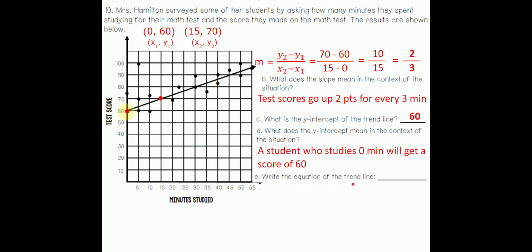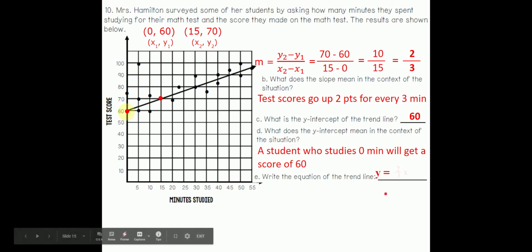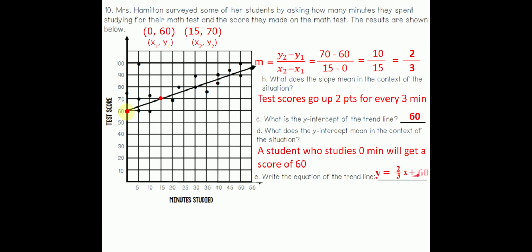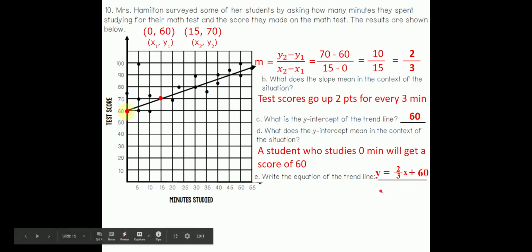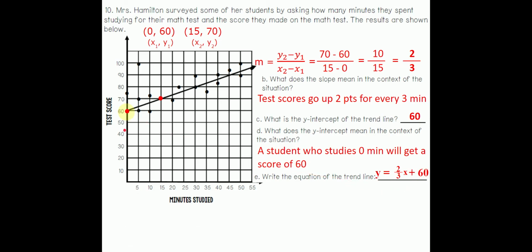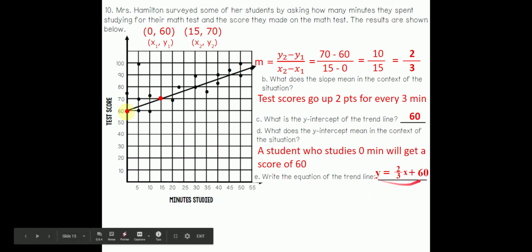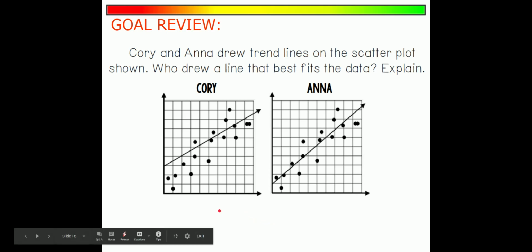Write the equation of the trend line. Well, the equation of the trend line is y equals mx plus b. Our slope, or m, is 2/3. Our b is 60. So y equals 2/3 x plus 60. So this means that if you didn't study, you'll probably have a score of 60. But for every 3 minutes, your test score will probably go up about 2 points. And that's what this equation means.